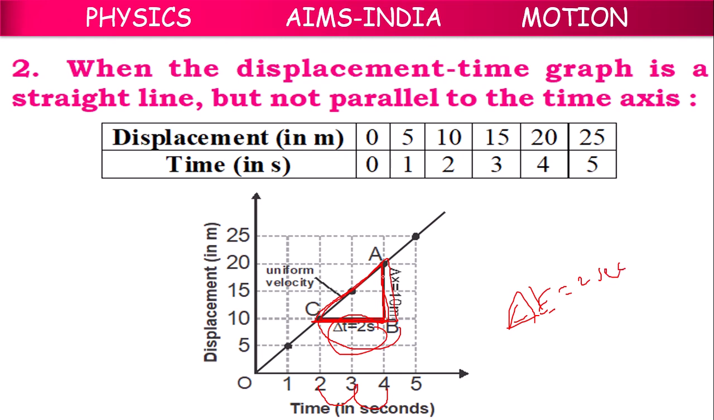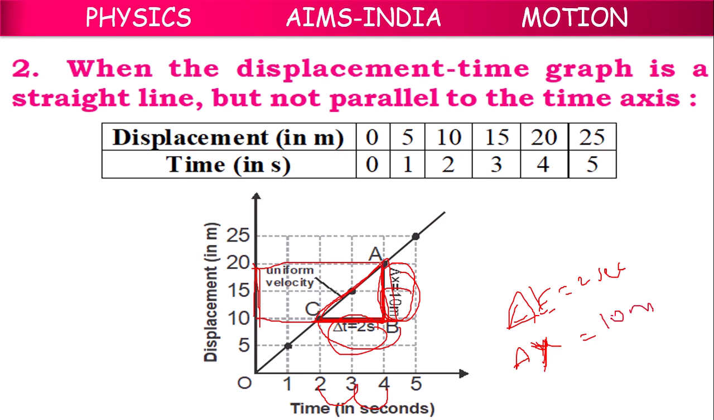What is the displacement change? At point B, displacement is 10. At point A, displacement is 20 meters. Change in displacement is from 10 to 20, which is 10 meters. Change means delta. If displacement is on the y-axis, delta y equals 10 meters.